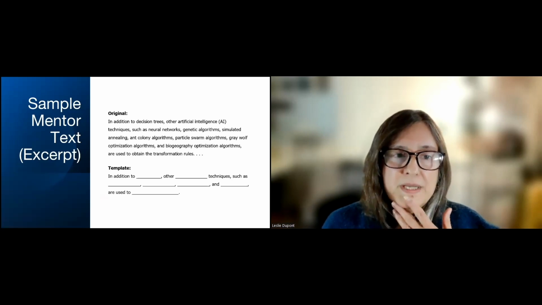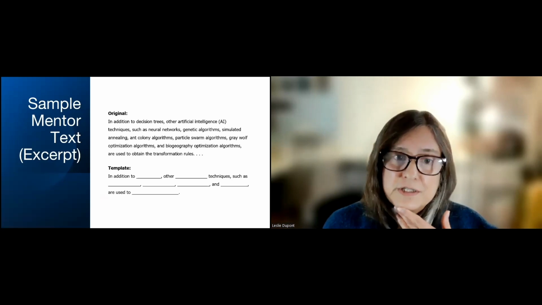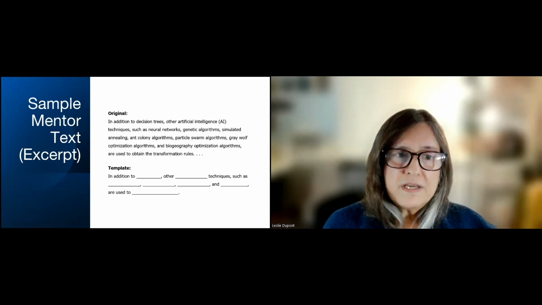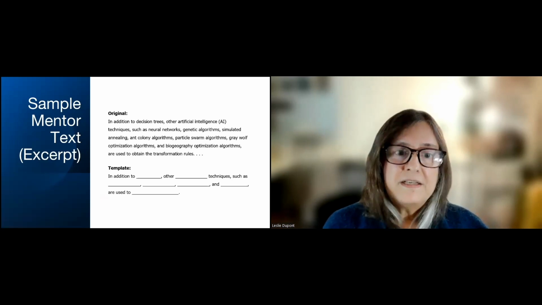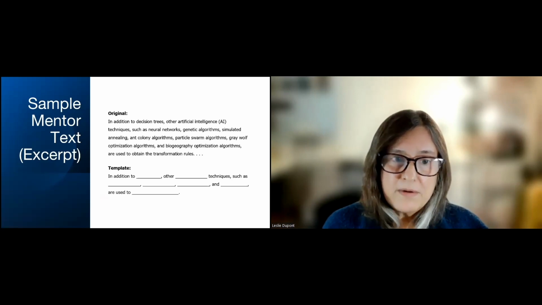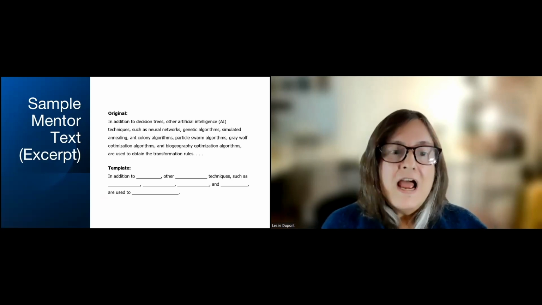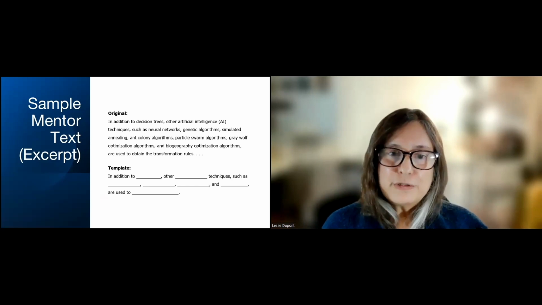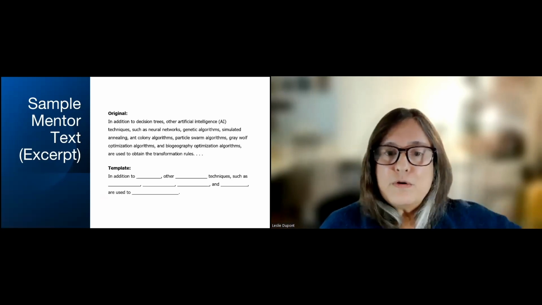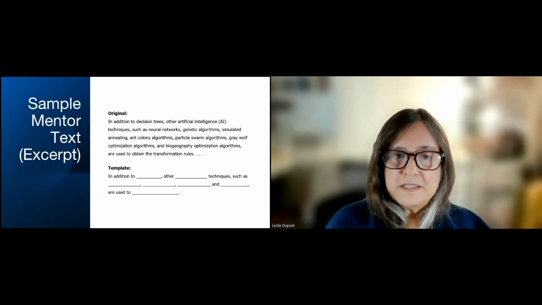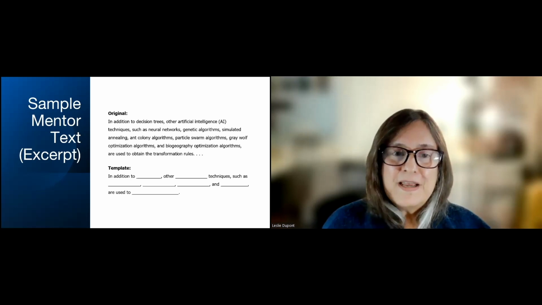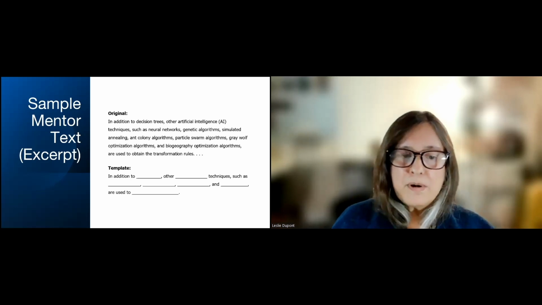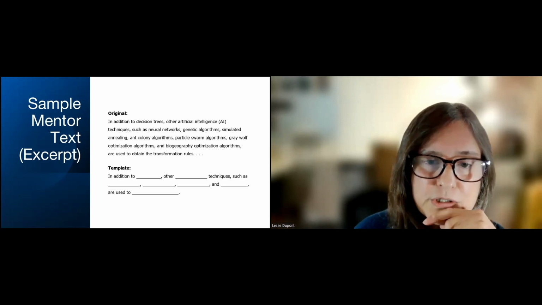And in it, I'll read it quickly. In addition to decision trees, other artificial intelligence techniques, such as neural networks, genetic algorithms, simulated annealing, ant colony algorithms, particle swarm algorithms, gray wolf, and so on, are used to obtain the transformation rules. So for anyone who is an expert in this area, all those different kinds of algorithms make perfect sense. But for our purpose, it's more about looking at the structure.